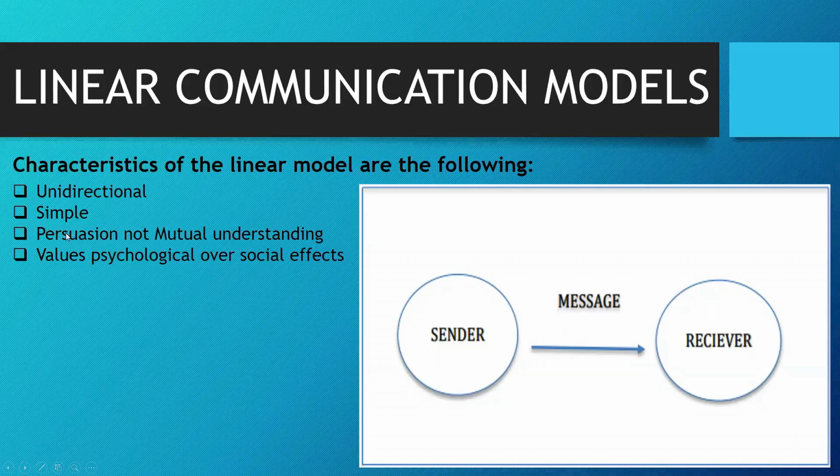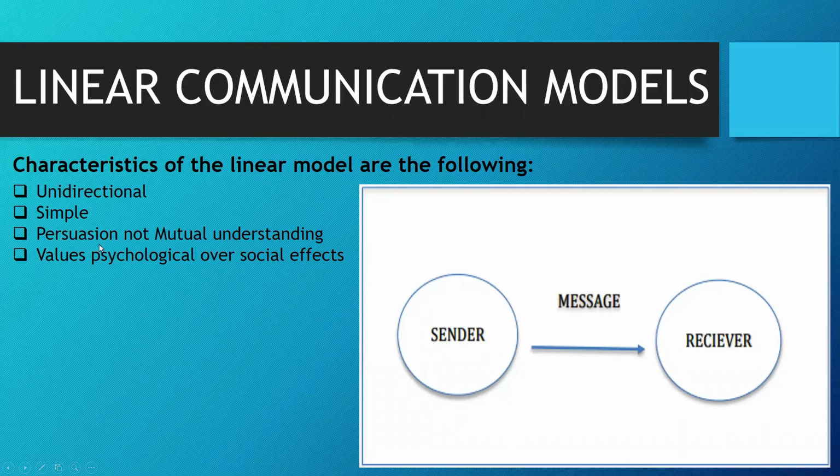Next, of course, we're going to have simple. The linear communication model is simple, just like this illustration here. There is only the beginning and end, but there is no interchanging of roles between the sender and the receiver. The sender will send a message and the receiver will receive the message and it will end like that. So that is the simple, one of the characteristics of the linear communication model.